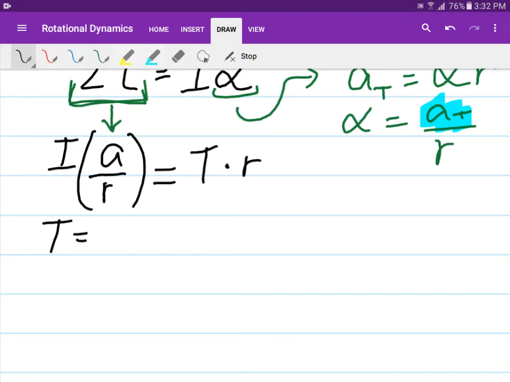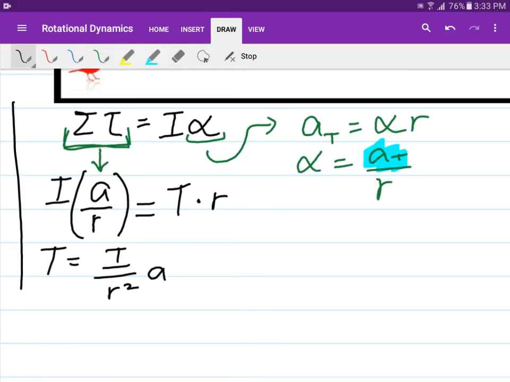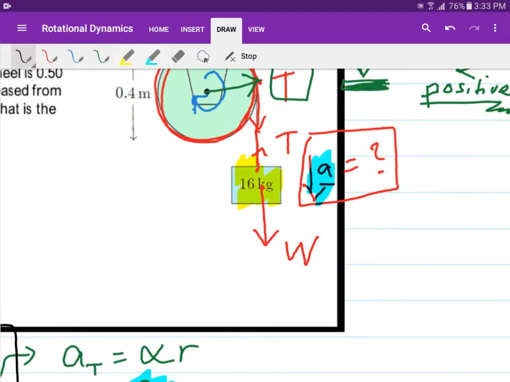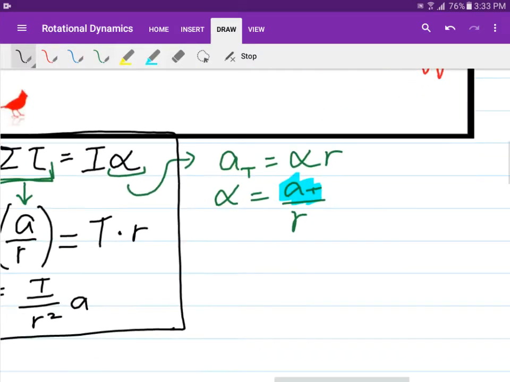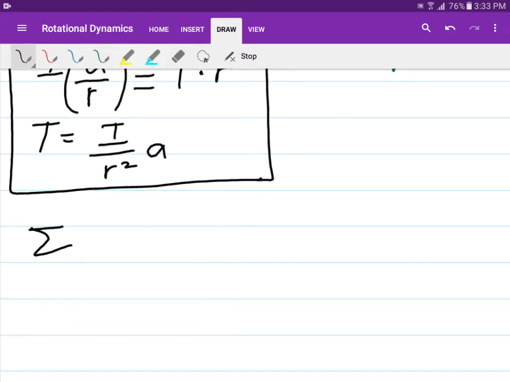Solving for T, we get I over r square times a. This is our description for the flywheel, our equation for the flywheel. Now let's describe the block. We can describe the block by Newton's second law in linear form. The net force acting on the block equals the mass of the block times its acceleration.